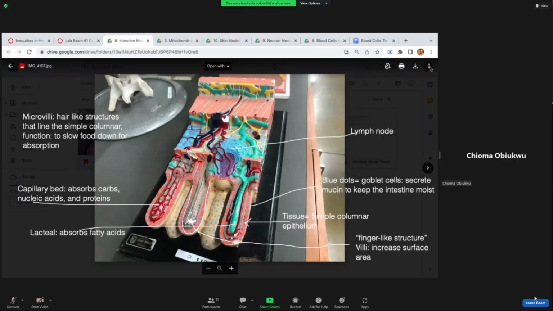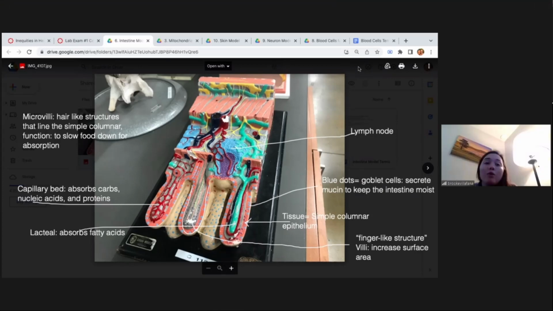A quick question, Brooke. The microvilli, you didn't label that? No, there's not a way to label it, but I explained what it is. It's the hair-like structures that line it. There's no way to label it.